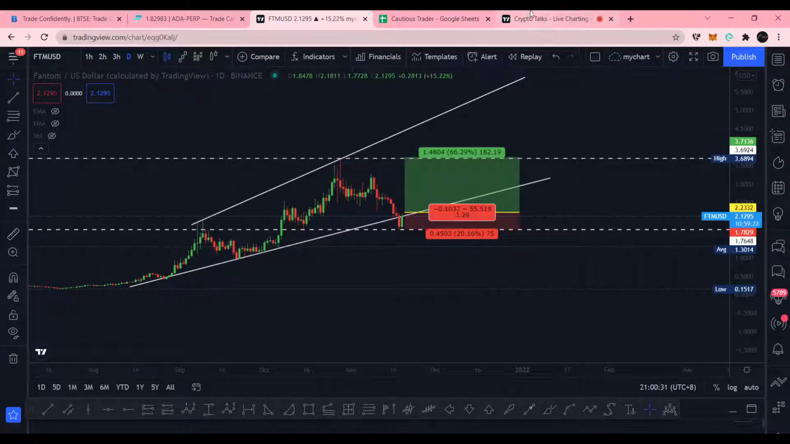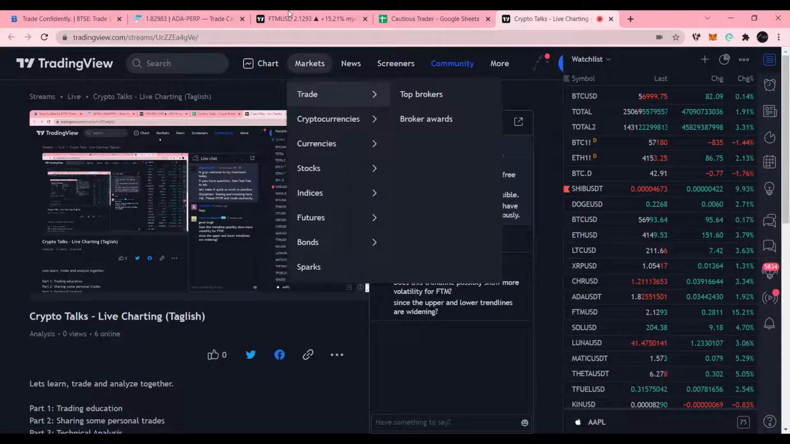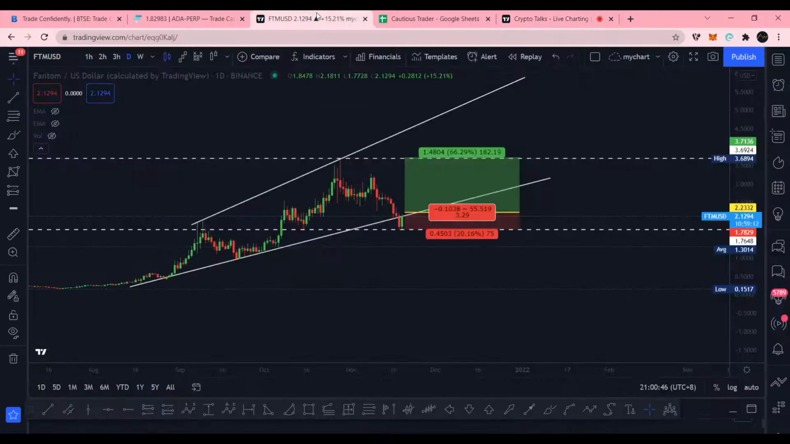Oh, hey, does this trend possibly show more volatility for FTM? Yeah, it's also widening actually. Currently, right now, I'm just watching it.